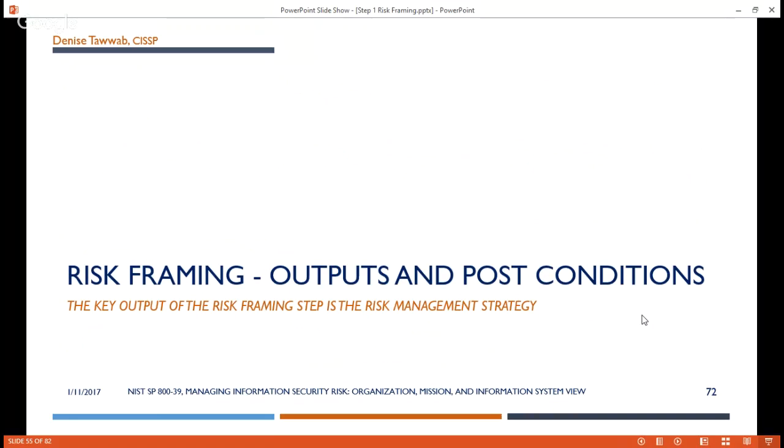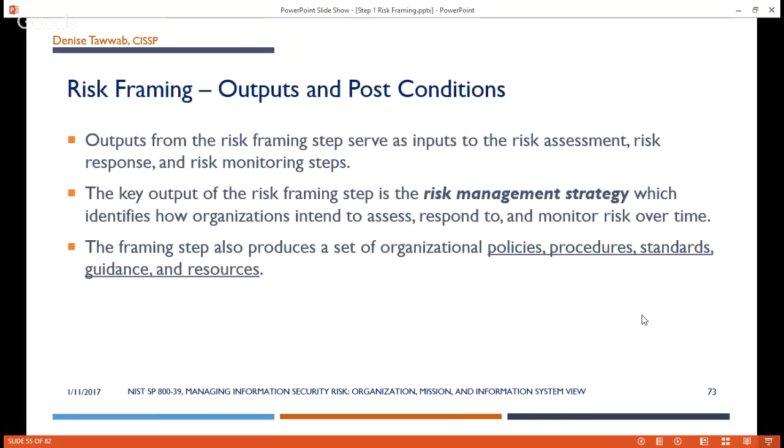So, the key output of the risk framing step is your organization's risk management strategy. Outputs from the risk framing step serve as inputs to the risk assessment, risk response, and risk monitoring steps. Remember, the risk management process consists of 4 steps: frame, assess, respond, and monitor. The key output of the risk framing step is the risk management strategy, which identifies how your organization intends to assess, respond to, and monitor risk over time. The framing step also produces a set of organizational policies, procedures, standards, guidance, and resources.